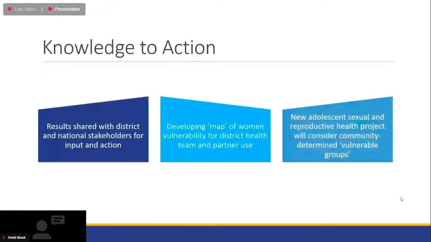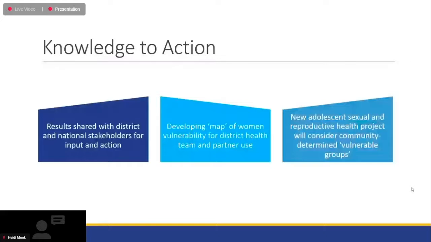So what have we done with these results? We shared them with the districts where data was collected, and we also shared them with the national stakeholders for input and action. Also, currently, we are developing a map of women vulnerability for district health teams and their partners to use in advancing targeted programming to reduce the health equity gap.